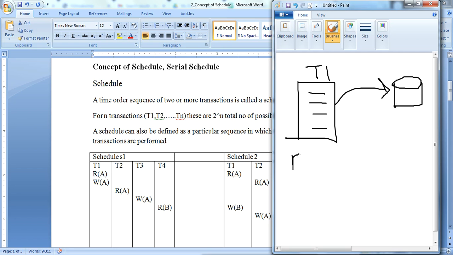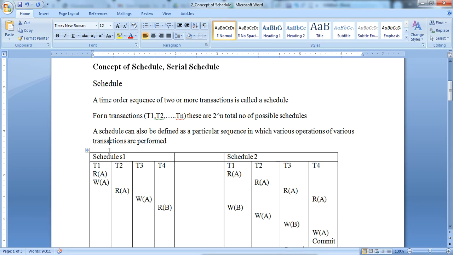For example, when we deposit money or withdraw money from an account, that is simply one transaction as an example, or a transaction process. Now, about transactions and schedules, what is the definition?